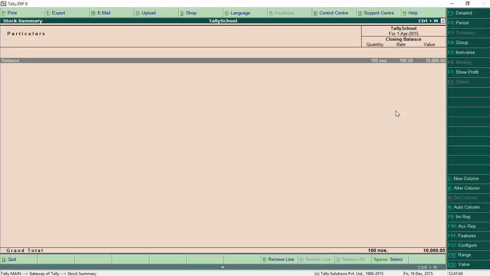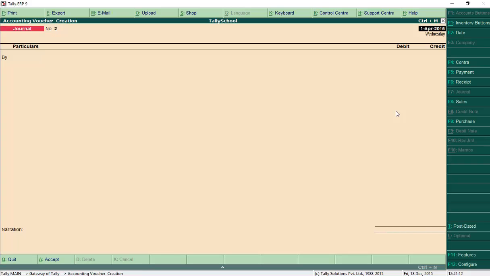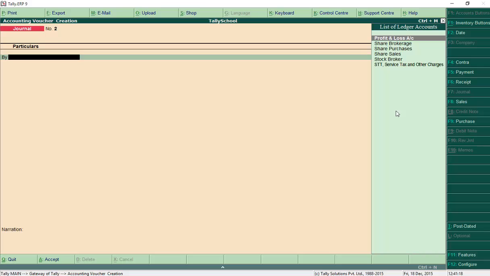Now let's sell the Reliance share. So press escape and we will go to accounting vouchers from the Gateway of Tally once again, and we'll pass again a journal entry for share sales. So let's say, for example, we have sold it for 15,000 rupees, which does not include brokerage and STT, service tax and other charges.